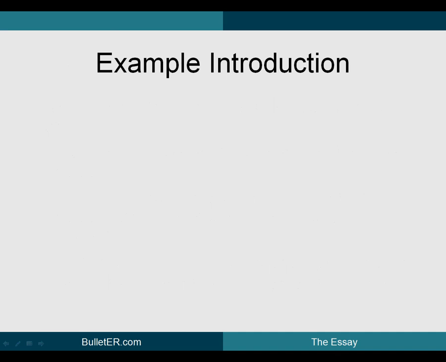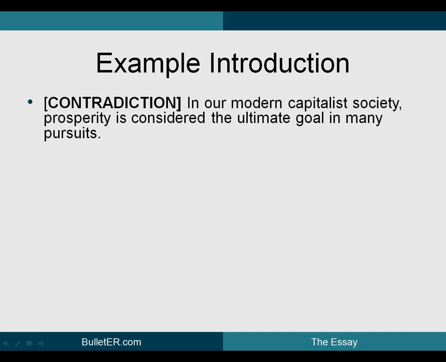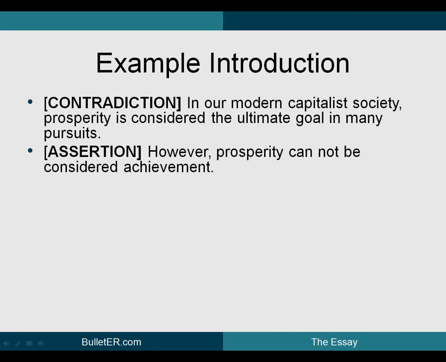Here's an example using our earlier prompt and plan. The first sentence presents the opposite view, that high-paying work is better. Notice how it says that prosperity is considered the ultimate goal in many pursuits. We then present our own view: prosperity cannot be considered achievement, indicating that we're arguing in favor of fulfilling work. Notice the use of the word "however" to transition from the contradiction to the assertion.